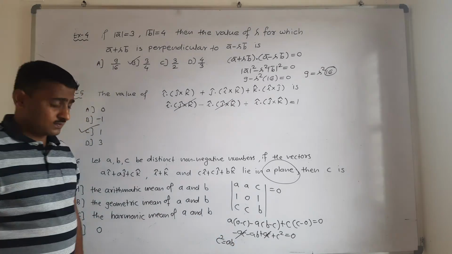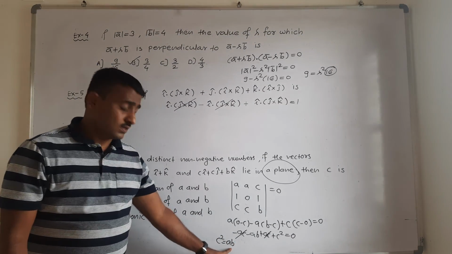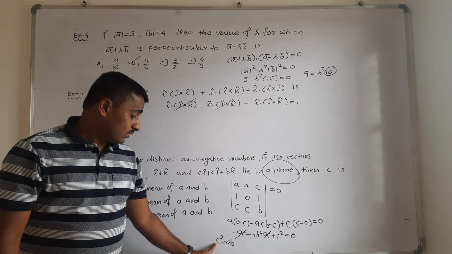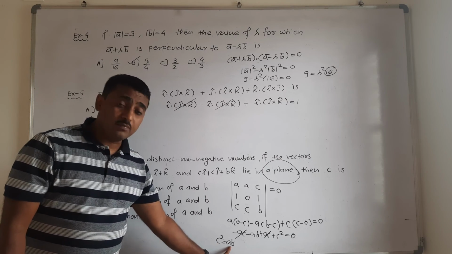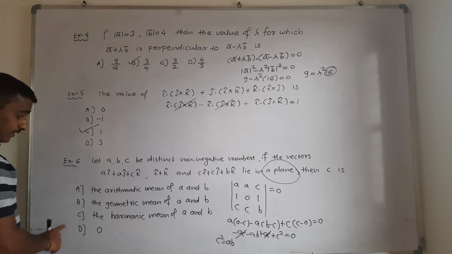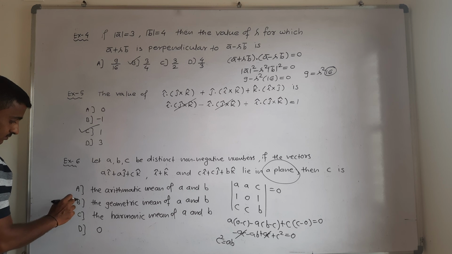Now c square is equal to ab means that c is what? c is the geometric mean of a and b. This is B option.